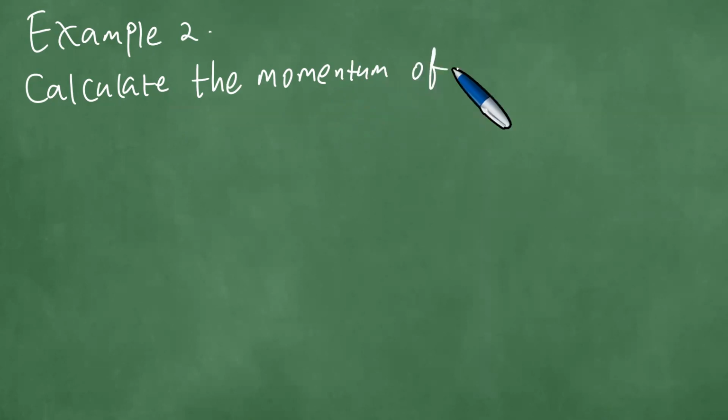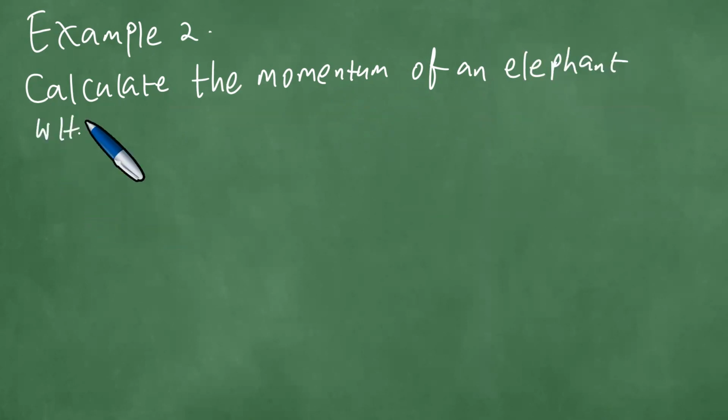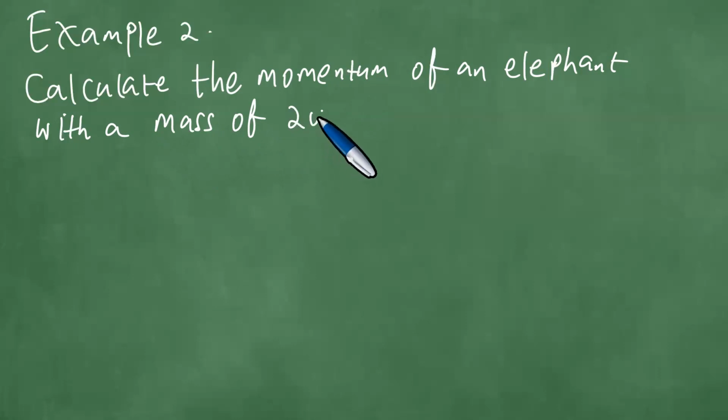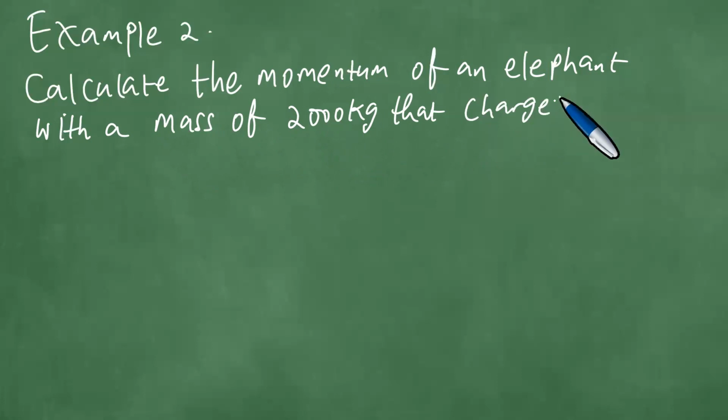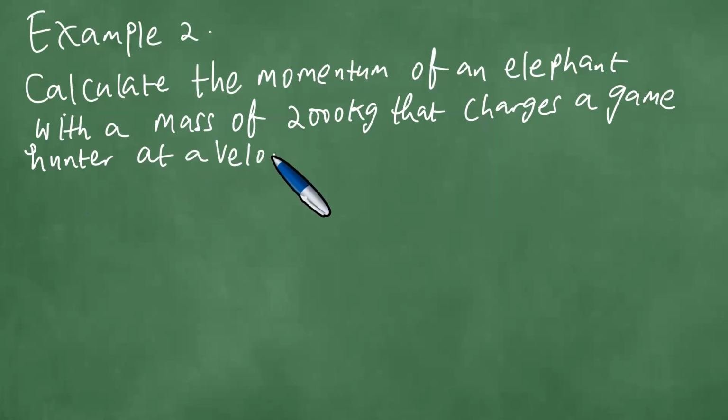The momentum of an elephant with a mass of, here's an elephant, a very big mammal, very large. Its mass is 2,000 kilograms. That charges a game hunter at a velocity of 7.5 meters per second north.